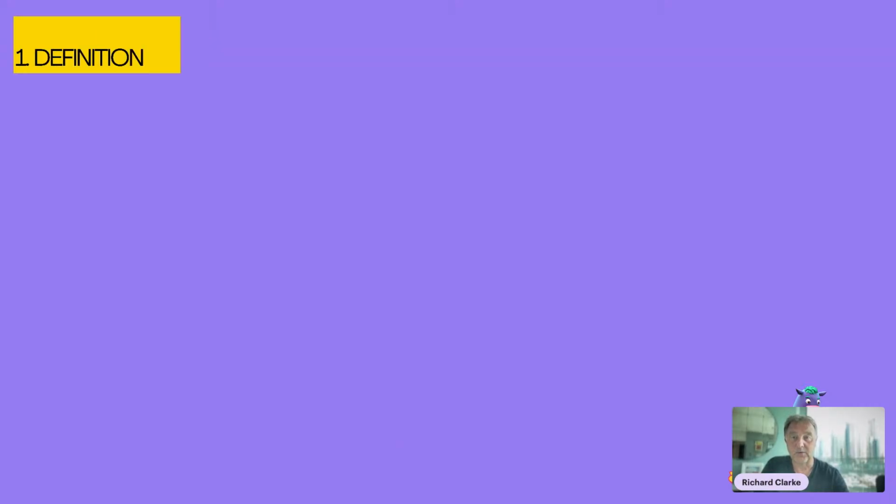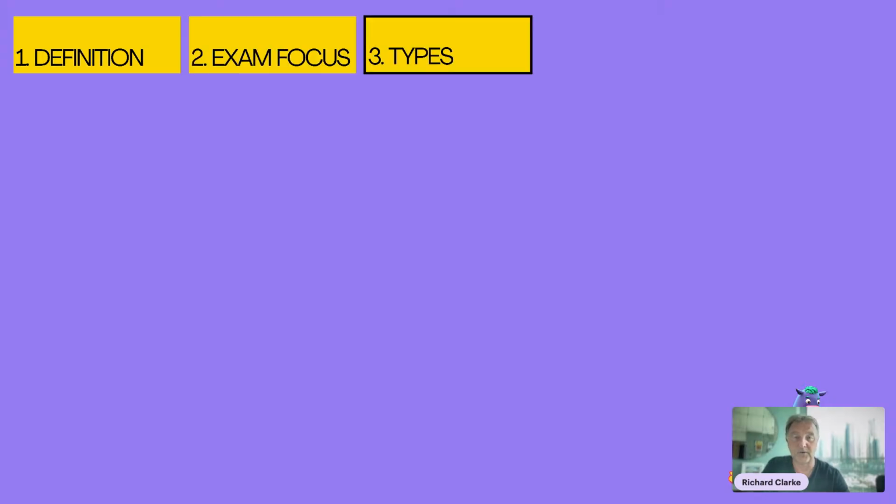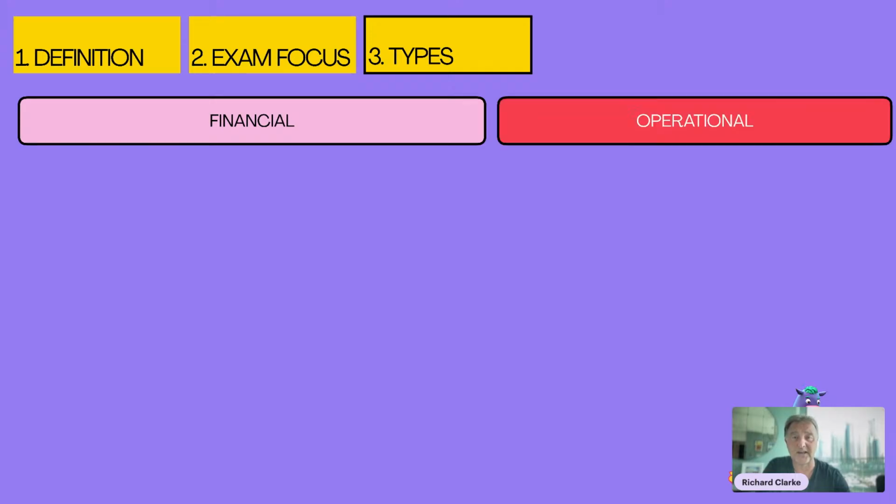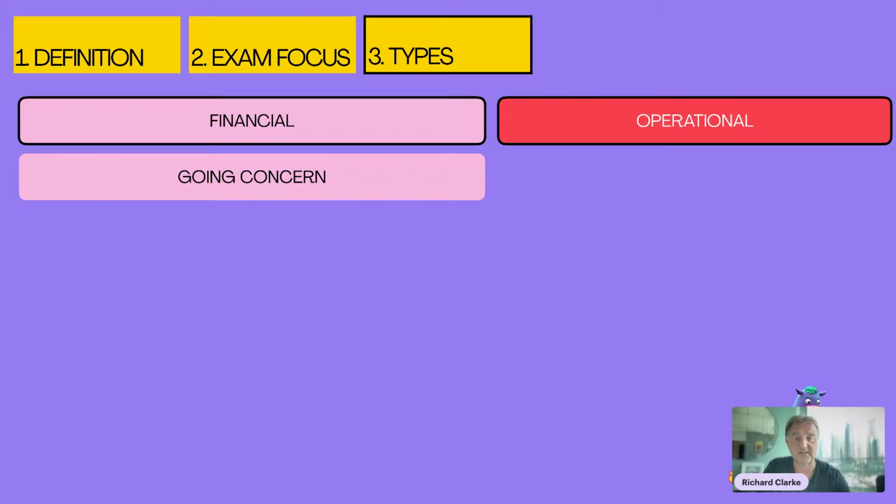Okay. So we've done the definition. We know what the exam focus is like. We know it's 2 marks per risk that we've identified and explained. And then I thought I'd just show you types. Not that you need to remember these. You never get examined on these, but they're just sorts of things that can happen. They can either be financial risks or operational risks.